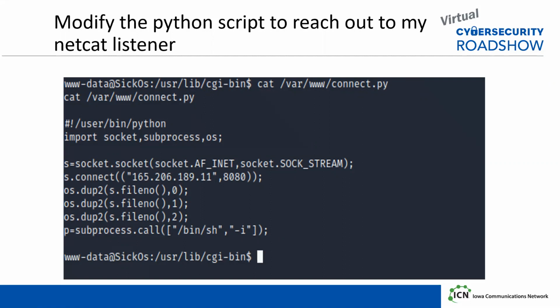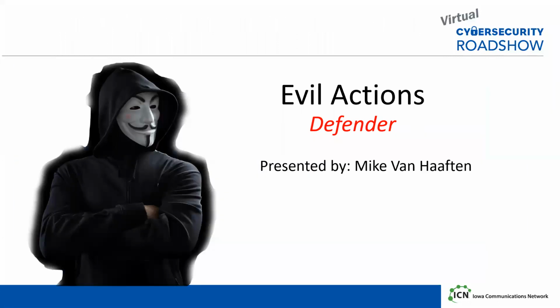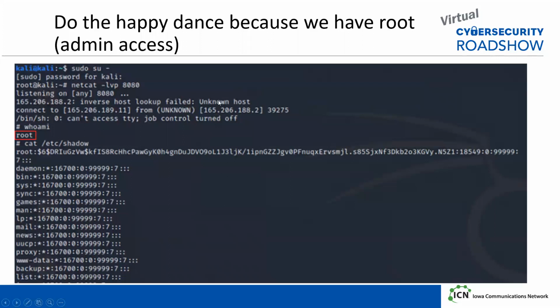If you're wondering what those file numbers 0, 1, and 2 are, that would be your standard in, standard out, and standard error. And then I have it actually open up another bash shell is what that's actually launching at that point. So then from there, I go back to my other netcat listener and I can see that I actually get a connection, and I do a who am I, and it shows me that I am actually the root or the sysadmin.